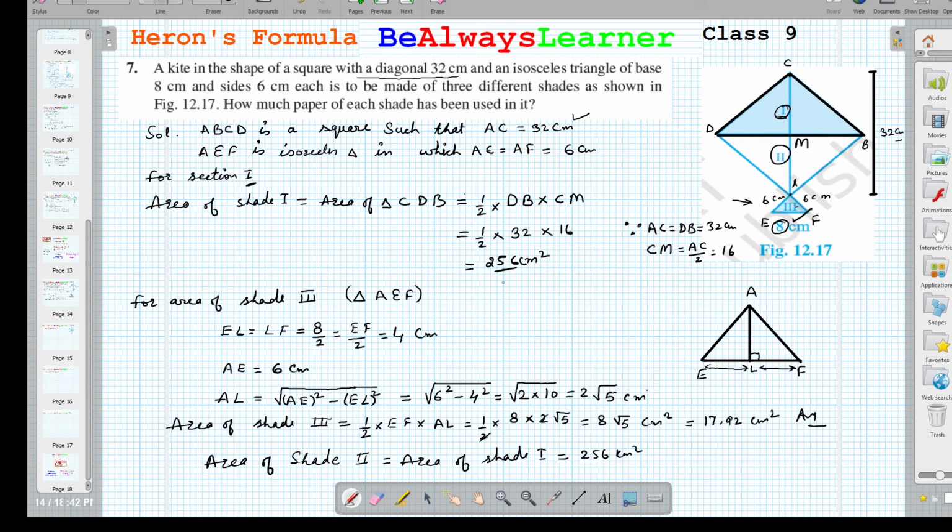So we are having three answers here. This is the first answer. This is the second answer. And this is third answer of the question.